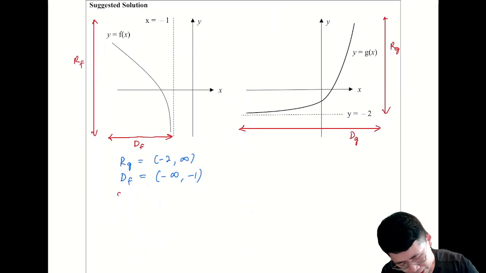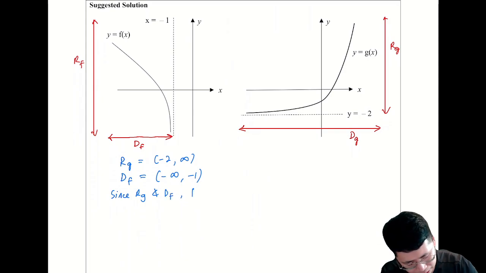Okay, and so because of that, since the range of g cannot be a subset of the domain of f, the function fg cannot exist or does not exist.